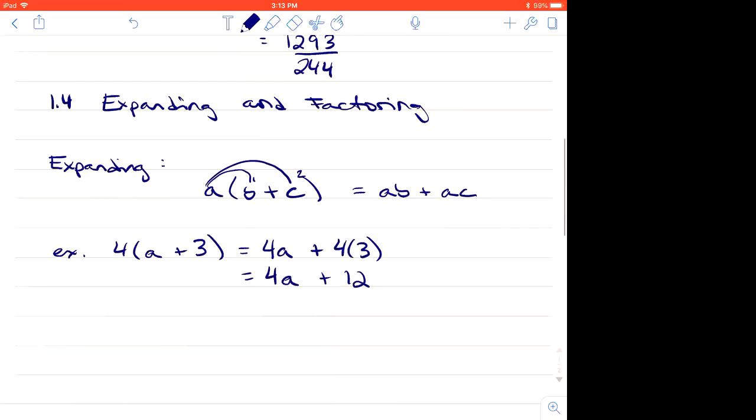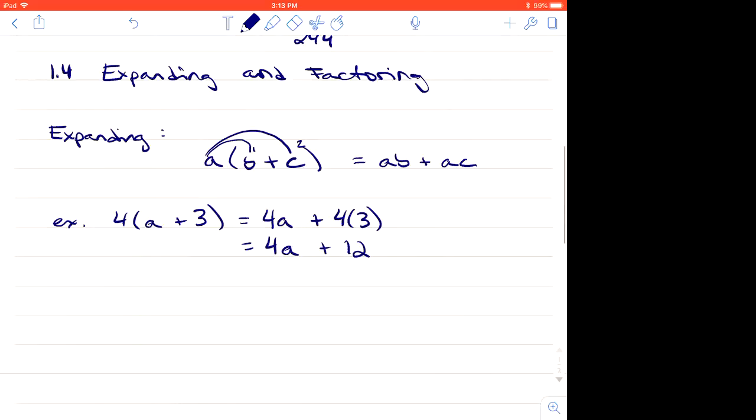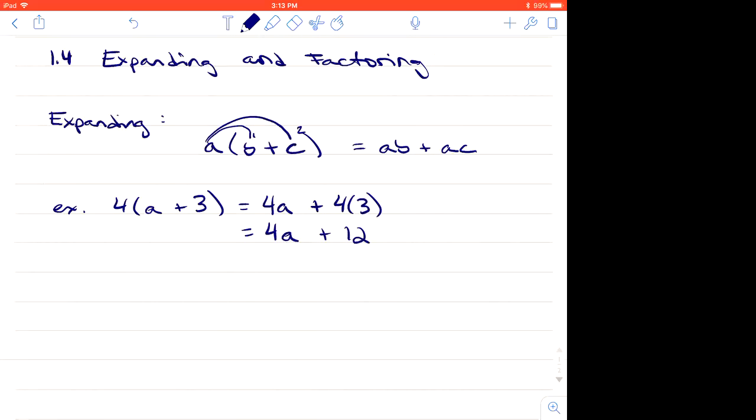Okay, so what's factoring then? Factoring is expanding in reverse. That means we have to pull a common term outside and put the rest in brackets. So factoring, I think of it as expanding in reverse.